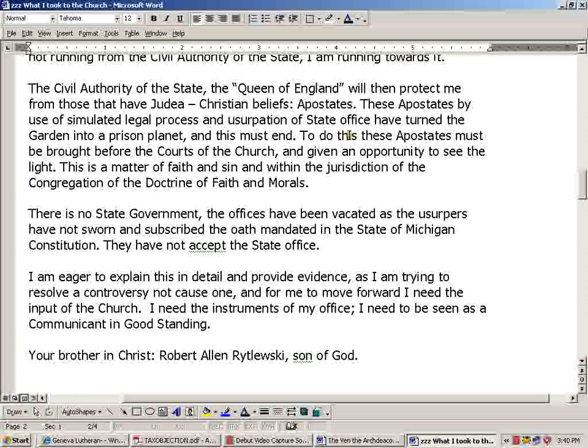To do this, these apostates must be brought before the courts of the church and given an opportunity to see the light. This is a matter of faith and sin within the jurisdiction of the Congregation of the Doctrine of Faith and Morals, a.k.a. Holy Inquisition. There is no state government. The offices have been vacated as the usurpers have not sworn to subscribe the oath mandated in the State of Michigan Constitution. They have not accepted the state office.